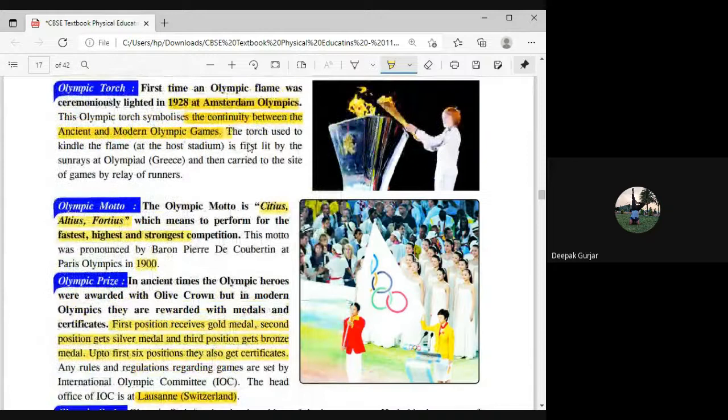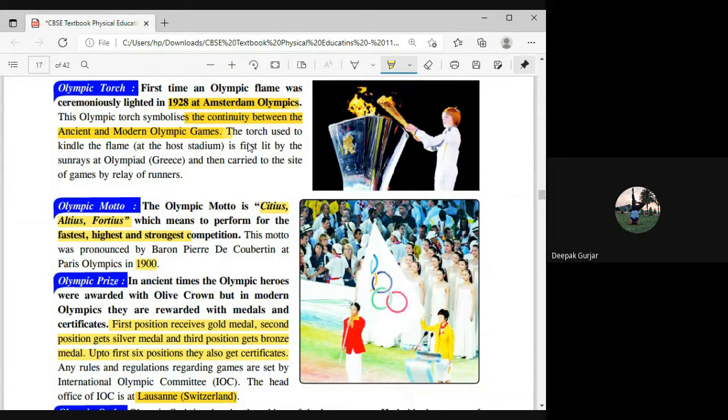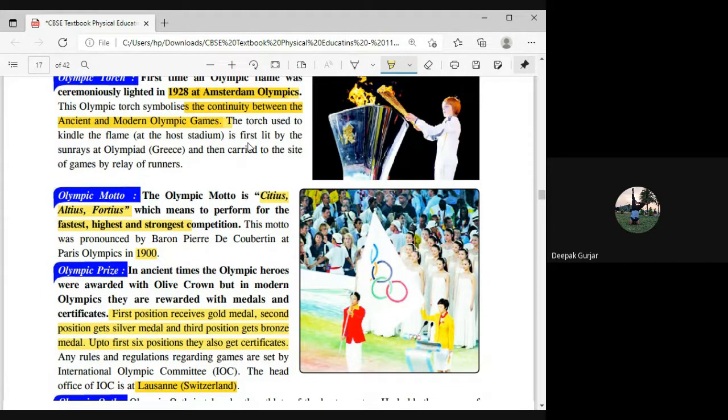The Olympic torch. The Olympic flame was first lighted in 1928 at the Amsterdam Olympics. The torch is first lit by the sun's rays in Greece, and then carried by relay runners. The Olympic torch symbolizes the continuity between the ancient Olympic Games and the modern Olympic Games.